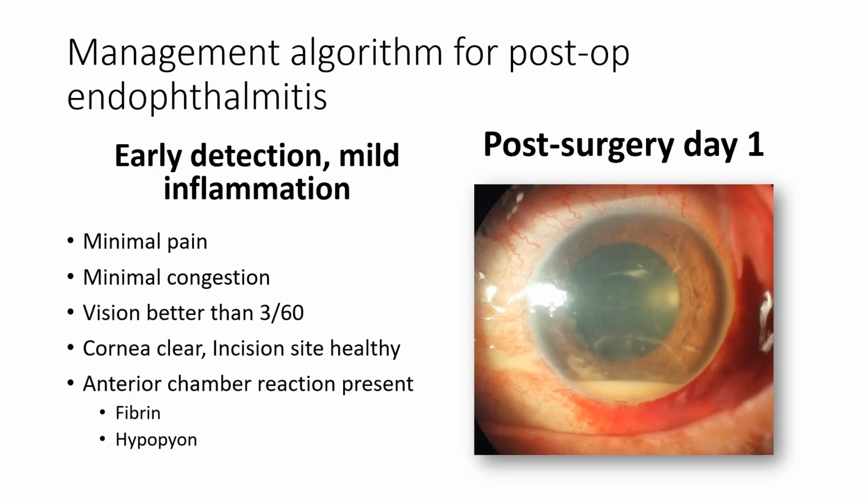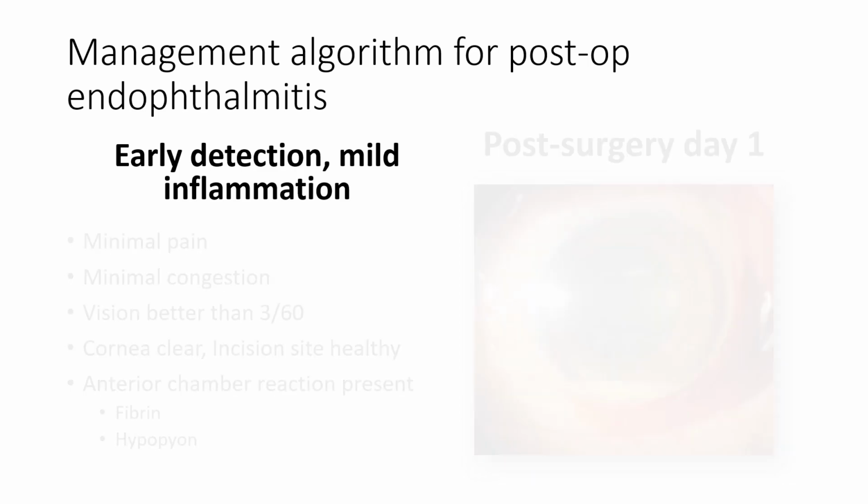So if we have a patient with us who has had a significant amount of inflammation on day 1 post-op, what to do? Early detection: mild inflammation consists of minimal pain, minimal congestion, vision better than 6 by 60 or 3 by 60, cornea is clear, the incision site is healthy, and the anterior chamber reaction is present, which may be in the form of fibrin or hypopyon. What to do then?